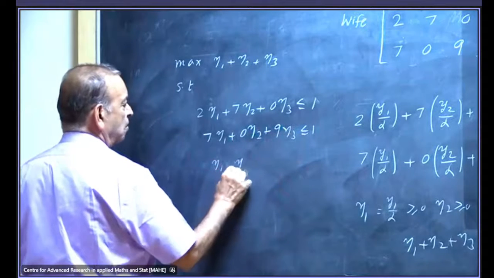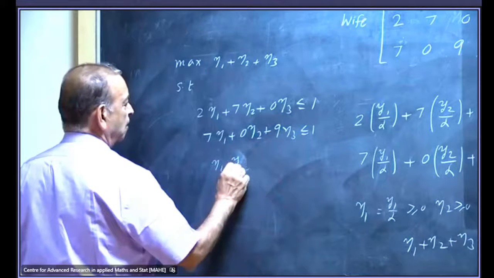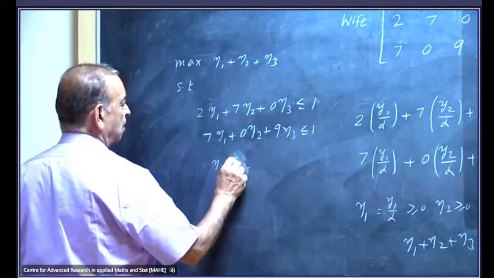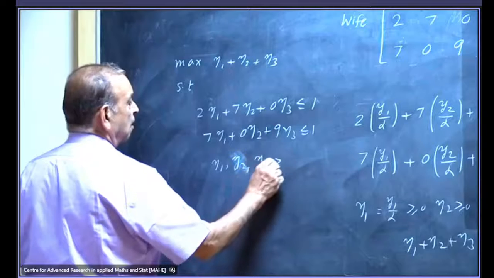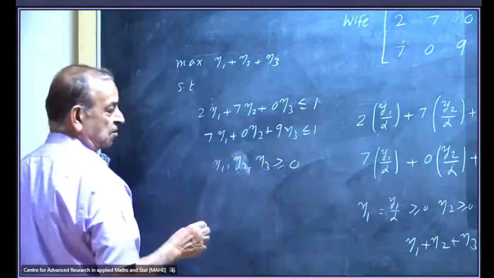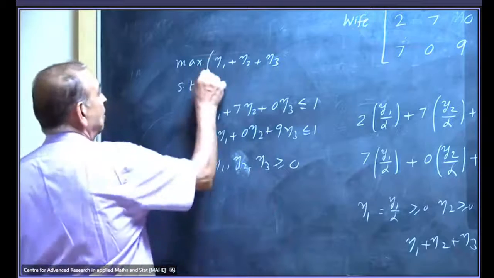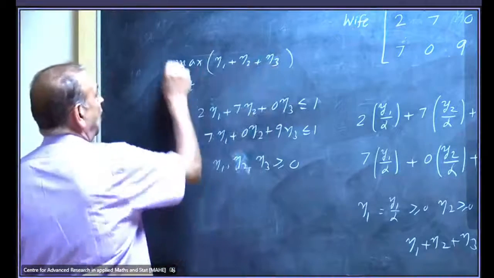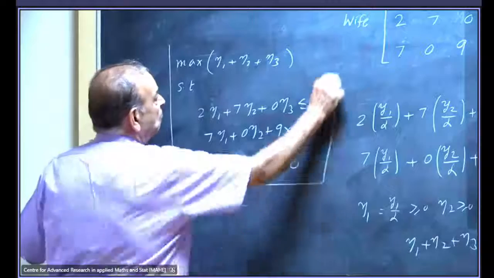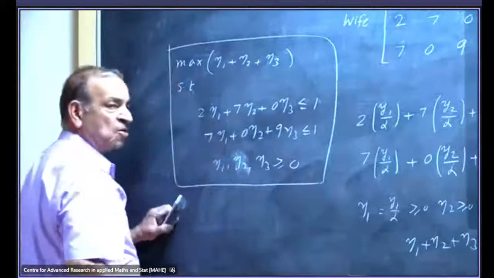Eta 1, eta 2, eta 3, non-negative. That's all there is. Do you follow? So I have reduced my original problem to this linear programming problem.